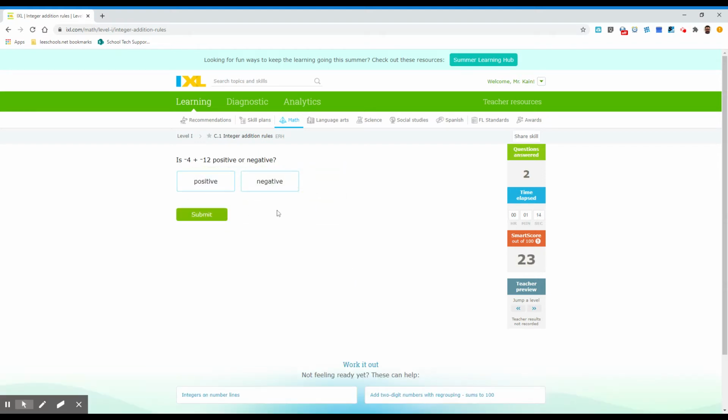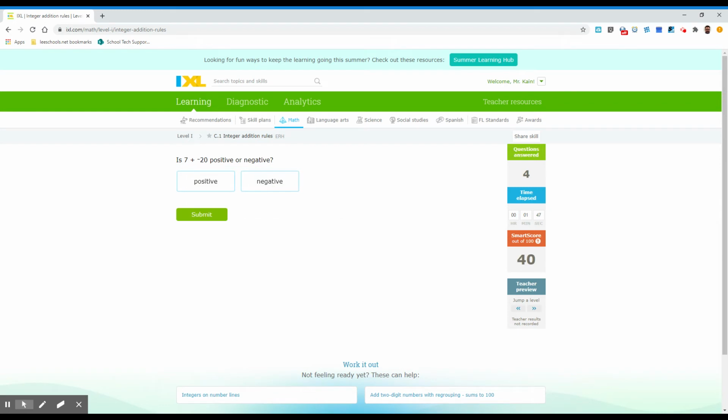All right? So we have negative 4 and negative 12, because we have positive, negative next to each other, making it negative. Since they're the same sign, we're going to keep the sign. If it's two negatives, it's still going to stay negative. If it was two positives, it would still stay positive. Okay, so we have negative, negative. They're both negative, so we're going to keep the sign, right?